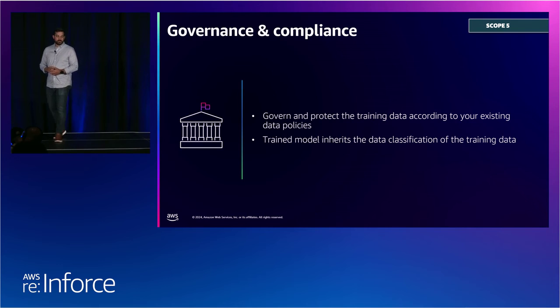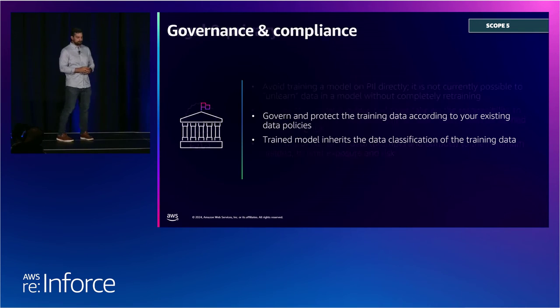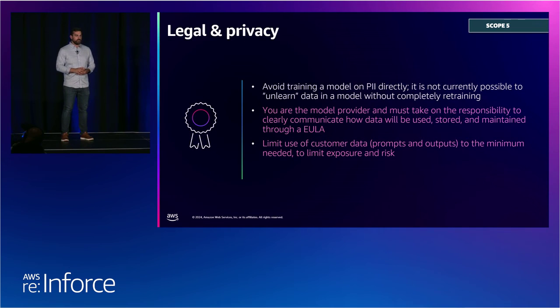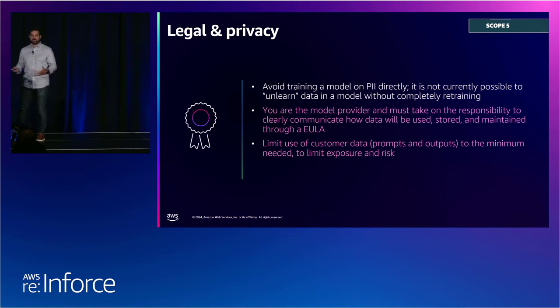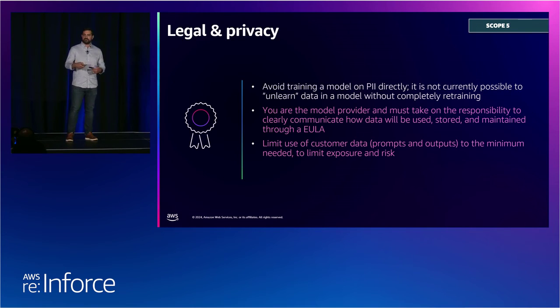From a governance and compliance perspective, it is nearly identical to Scope 4. There are no additional elements here. When it comes to legal and privacy for Scope 5, there's a slight adjustment. Now, if you're making this model available to end users, you should consider creating an end user license agreement, or EULA, for that model. You'll also want to limit how you use the customer data once it's being leveraged within that model itself.